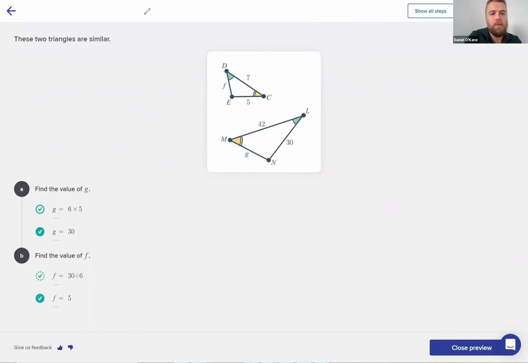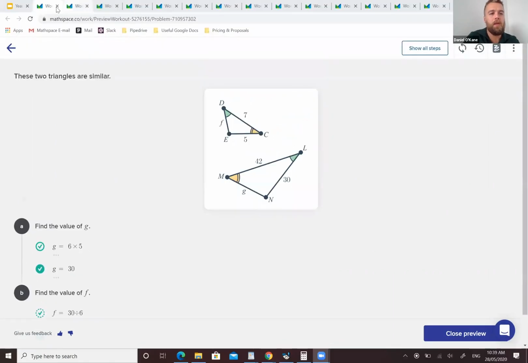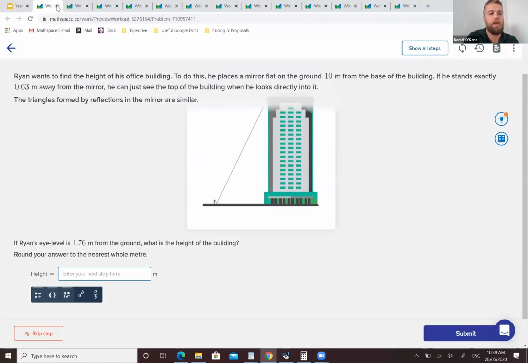Alrighty, let's see, we'll do maybe one more harder one of these, and then we can move on to the similar triangle tests. Yeah, this is a good example. This is the one I was thinking of. Great, okay.